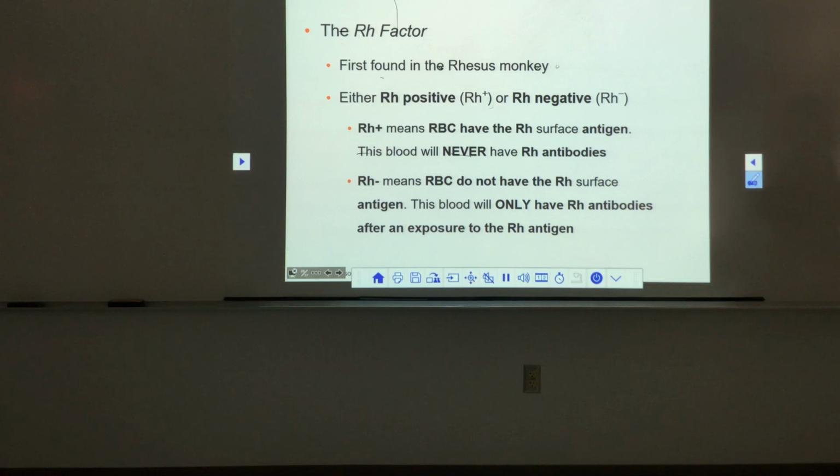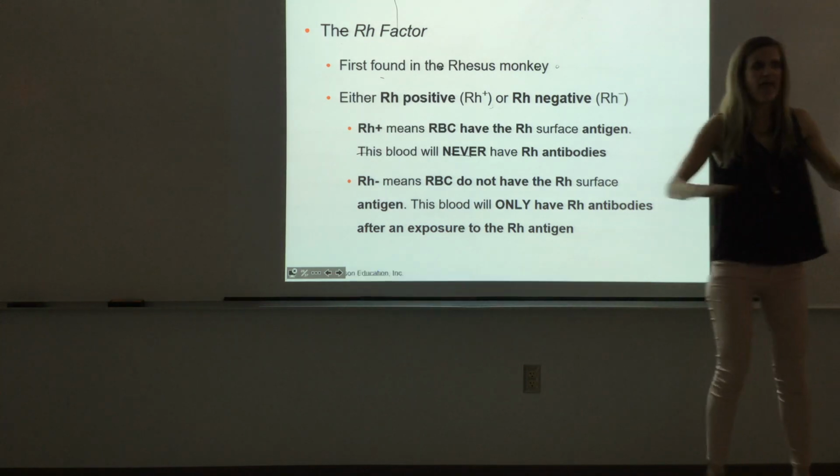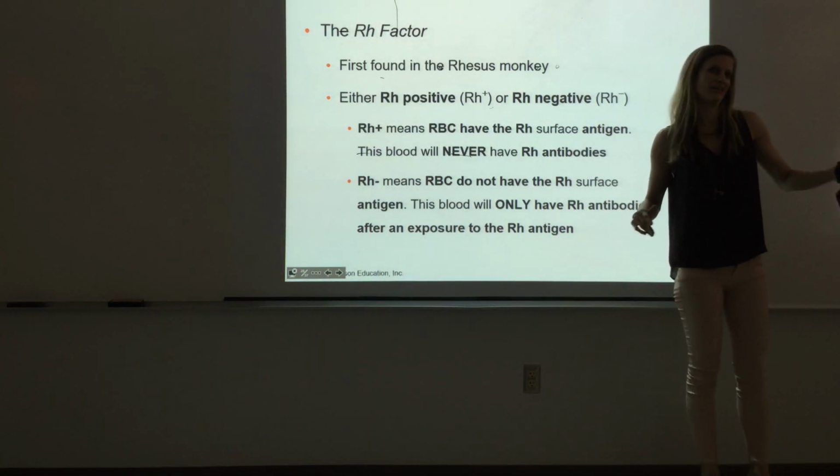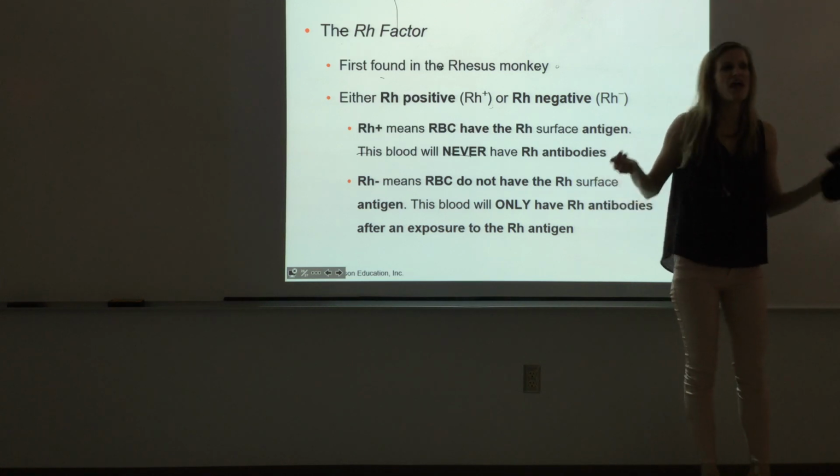When you look at your blood type, do they say you're just A? Or do they say, what do they say? A positive or A negative, right?